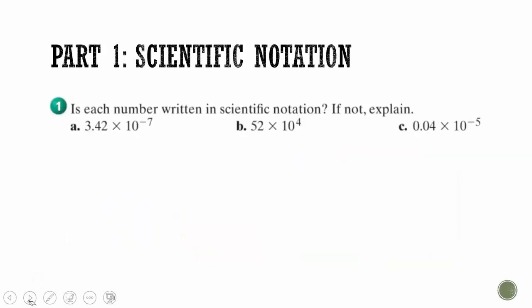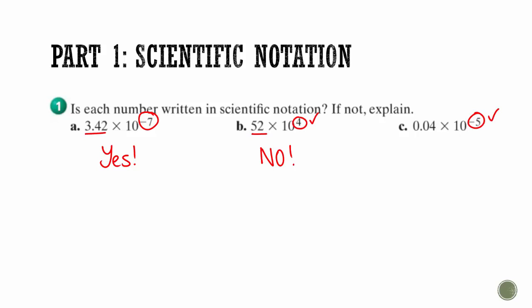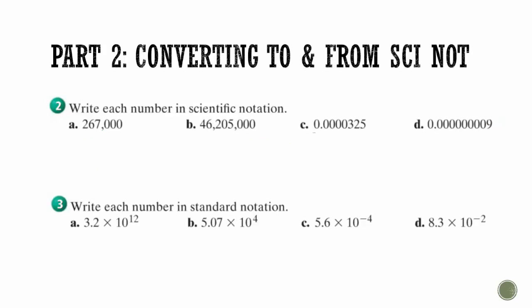So this part's review. Let's just double check if we can tell which ones are written in scientific notation and which ones are not. So the two things that you're looking for is this number somewhere between 1 and 10, and is this a nice pretty number? So for this one, yes and yes, it is in scientific notation. For this one, this number is okay, it's a 4, but 52 is not a number between 1 and 10, so this is not in scientific notation. This one, nice pretty number, that works again, but this is not between 1 and 10, so this is also not in scientific notation.